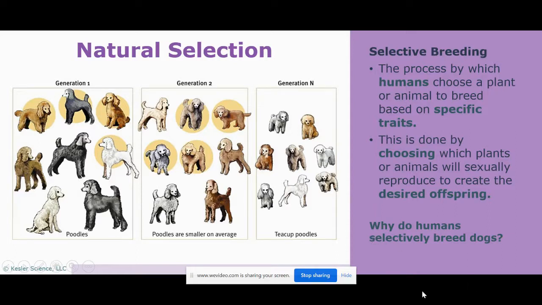Why do you believe humans selectively breed dogs? Go ahead and pause the video and answer that question on your student version.